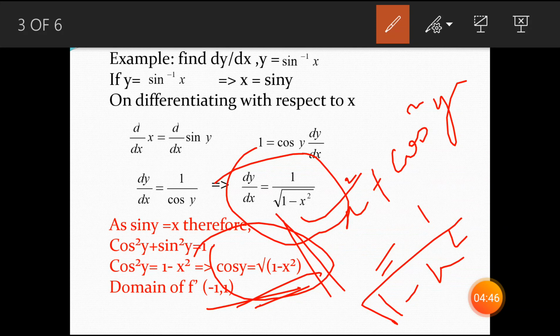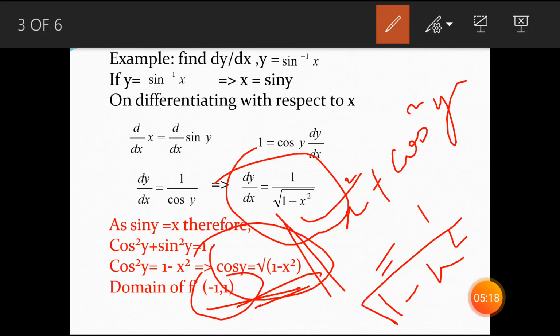What will be the domain of that? Obviously you know that in this case 1 minus x square, x square cannot be more than 1. The value cannot be more than 1, and it cannot be 1 also, because that will give you a 0. So in this case the domain will be minus 1 to 1, because you cannot go beyond minus 1 and 1. That's why the domain will become minus 1 to 1. So this is how you are going to solve.